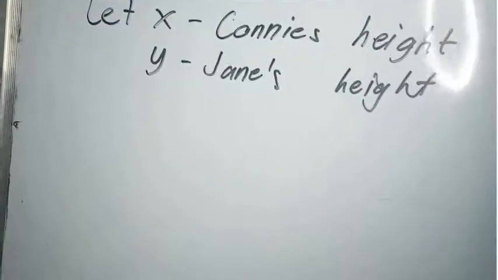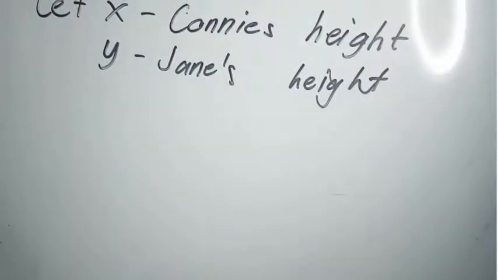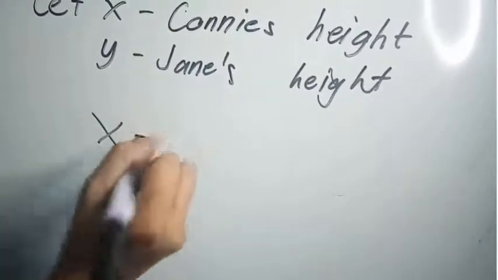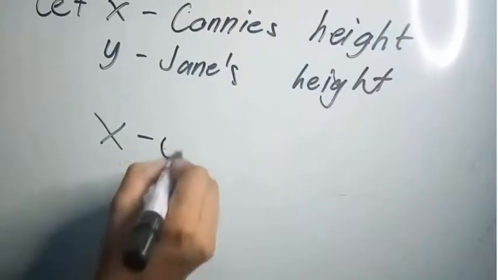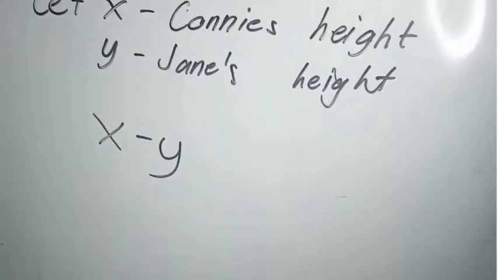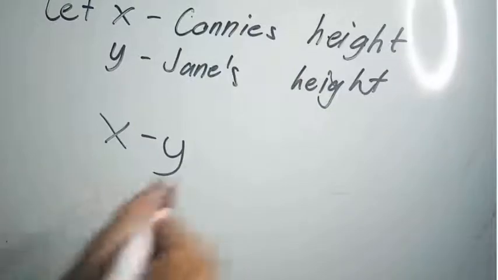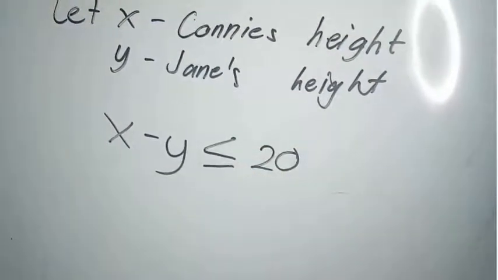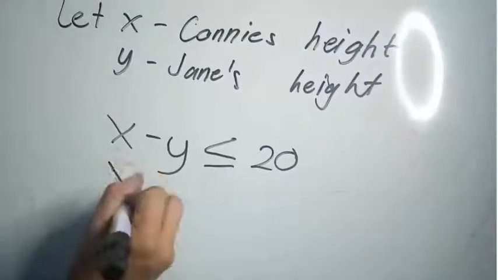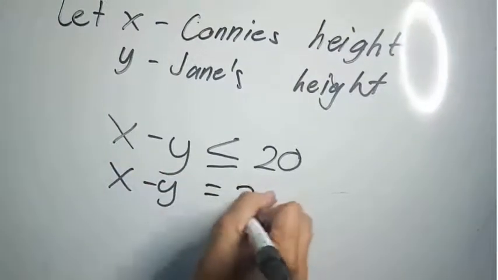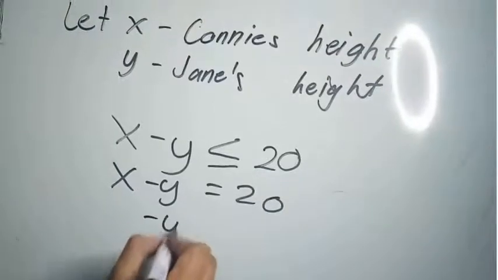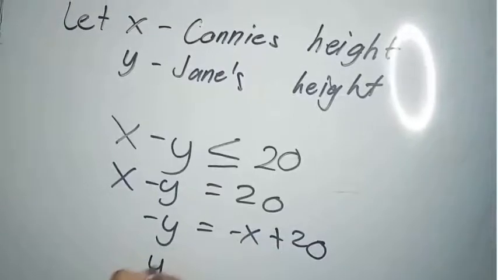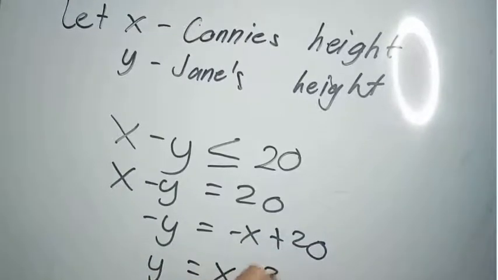So let us have the linear inequality of this problem. The difference between Connie's height, x, minus Jane's height, y, is not more than 20 feet. The symbol for not more than is less than or equal to. So let us graph this equation. x minus y is equal to 20. Then negative y is equal to negative x plus 20. y is equal to x minus 20.